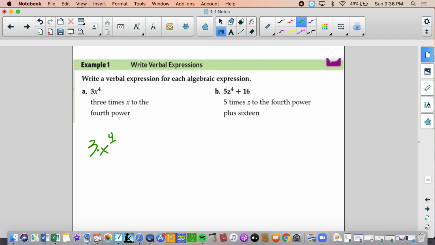When we have this, we have 5 times z to the 4th power plus 16. 5 times z to the 4th plus 16.